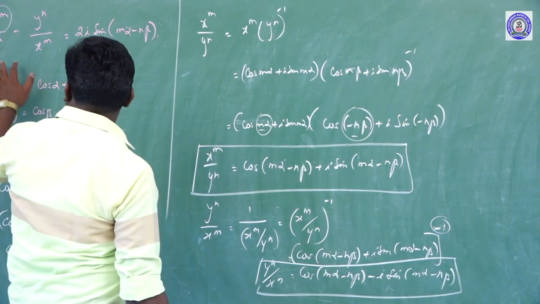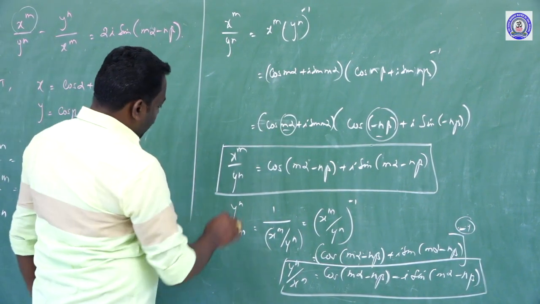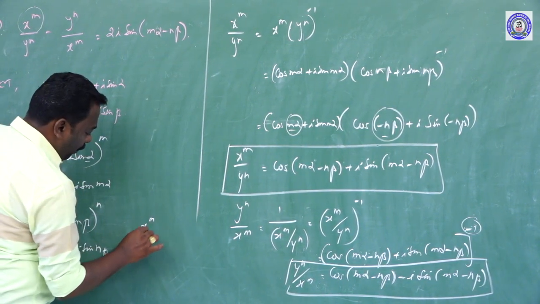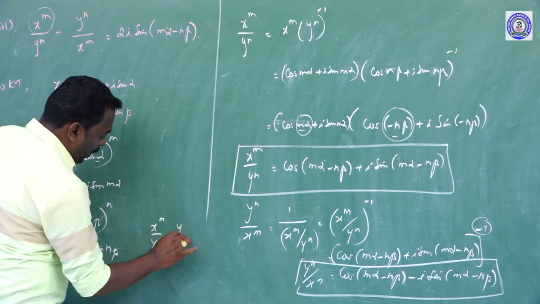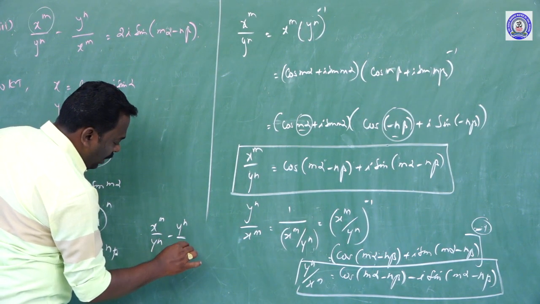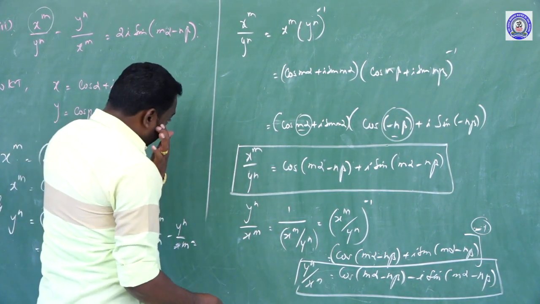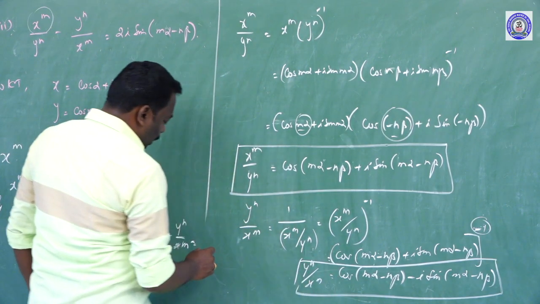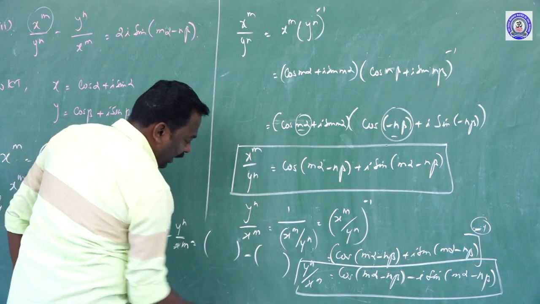Now we want to separate these two terms, x^m/y^n minus y^n/x^m. If we separate them, it is the first term minus the second term.